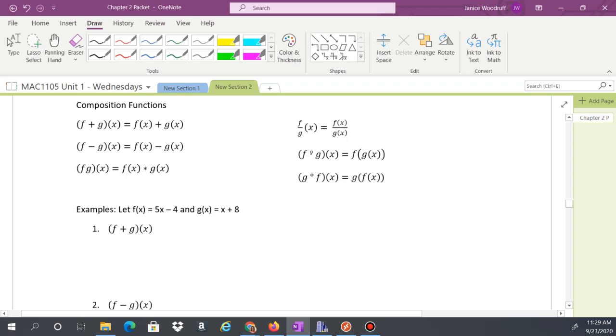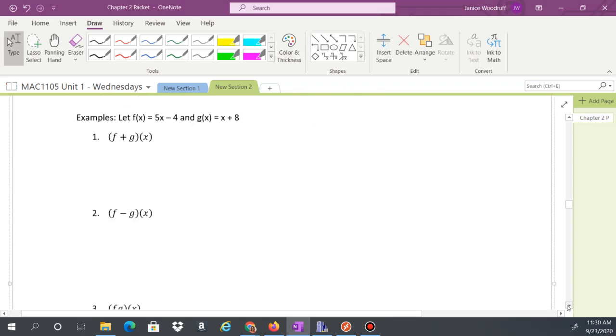So you have f with kind of almost like a degree sign. This is f of g of x. So this is plug g of x into f of x. g of f of x is plug f of x into g of x. So let's work some examples and show you all of these.